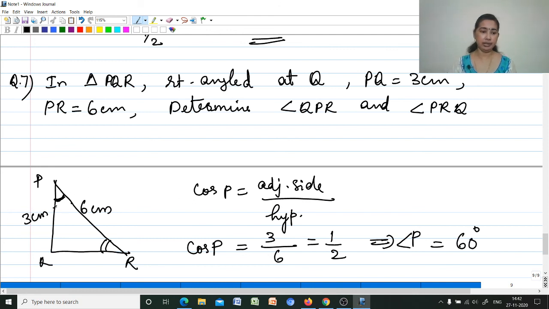Now, if one angle is 60 and this angle is right angled, what about angle R? Angle R will be 90 minus 60, that is equal to 30.